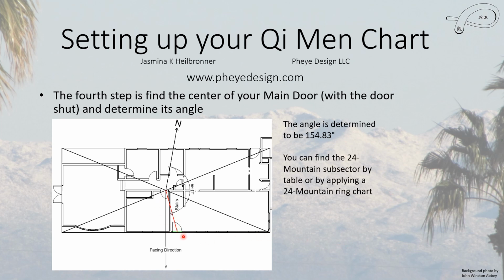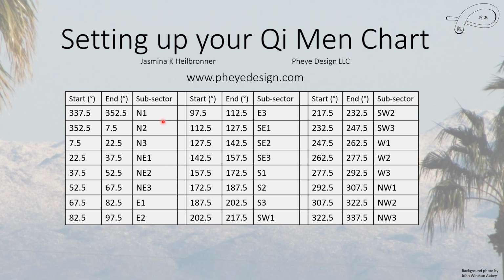To be able to find out what sector this door is in, you need to use the 24 mountain pie chart, or you use a table. But it has to be down to the subsector, not the large sector like the facing direction. This has to be down to the subsector. So here's the table. You can take a screenshot. And remember, it was 155. So we can scan through this. Where is 155? It's right here. So this means it's in Southeast 3. And that's the main door sector.